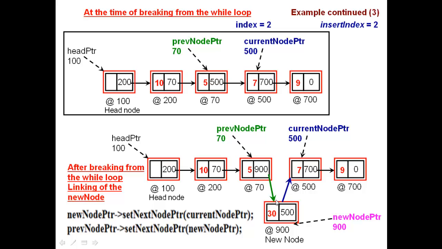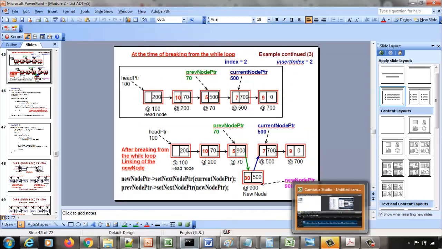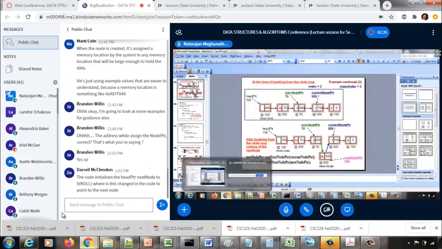And that way we have set up this link from the previous node to this new data node. Now we have set up both the links. From the head node we'll be going to 10 and then to 5, and then the next node is at address 900, whose data is 30. From here the next node is at address 500, which is 7, and then 9. Okay, any question on how we insert at any index in the list?